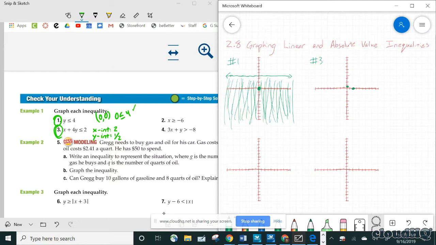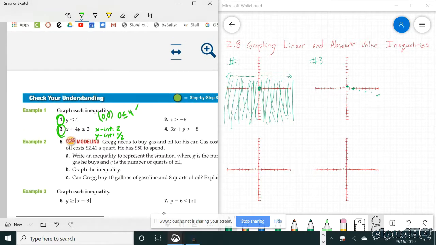And so for slope, looks like I'm going down 1/2 and over 2. So I can continue the down 1/2 over 2, down 1/2 over 2, and so on. Once again, it can be equal to, so it is a solid line.